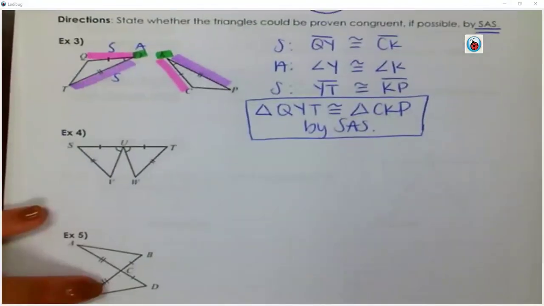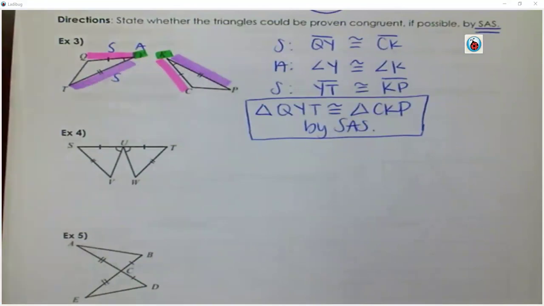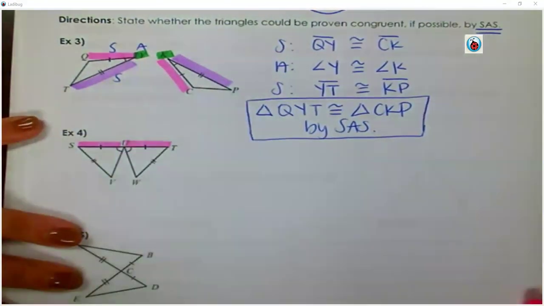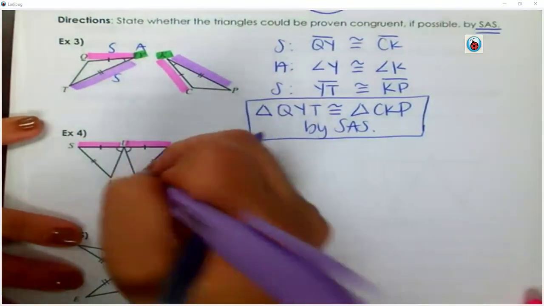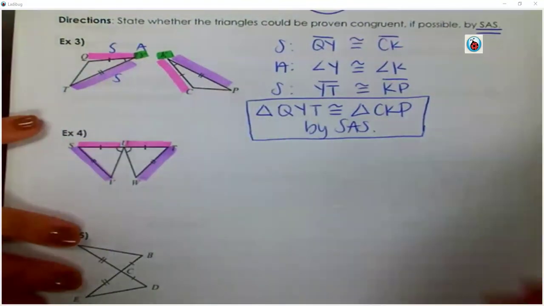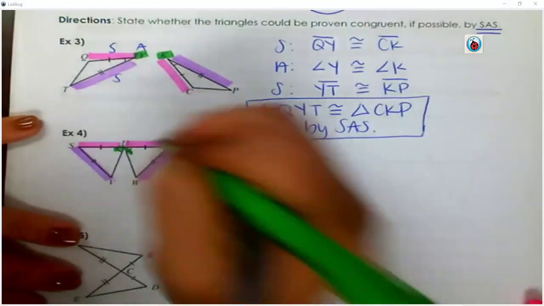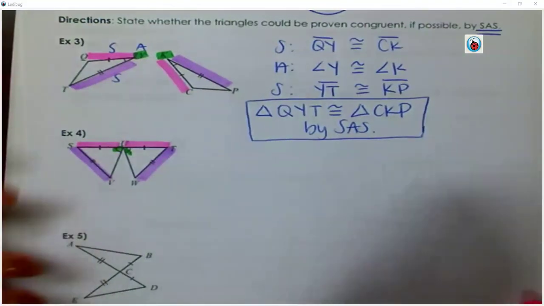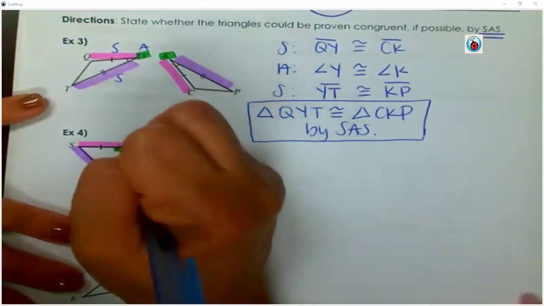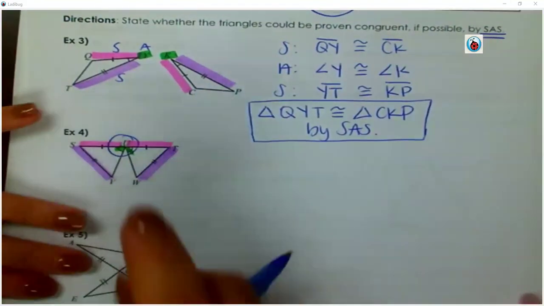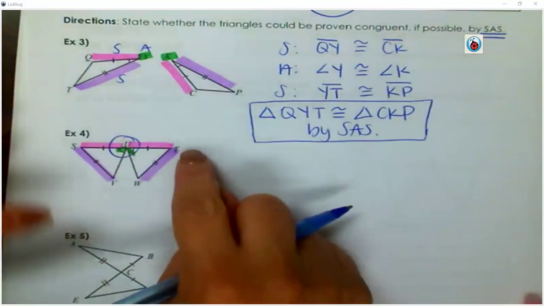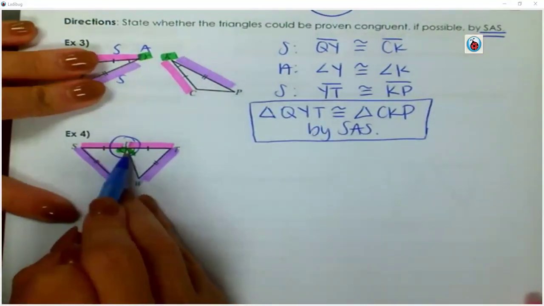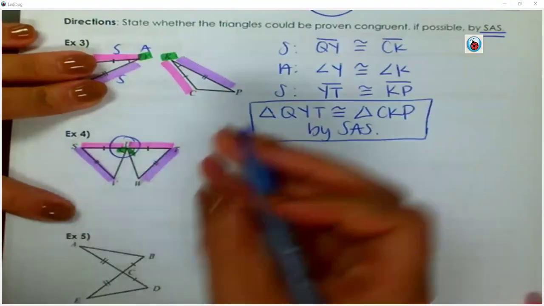Now in example 4, okay, so I can see that these two sides are congruent. These two sides are congruent. And then notice that these two angles are congruent. Okay. However, what do you notice about these angles? Well, technically, are they between the two sides? No. In this case, because the angle is not between the two sides, okay?